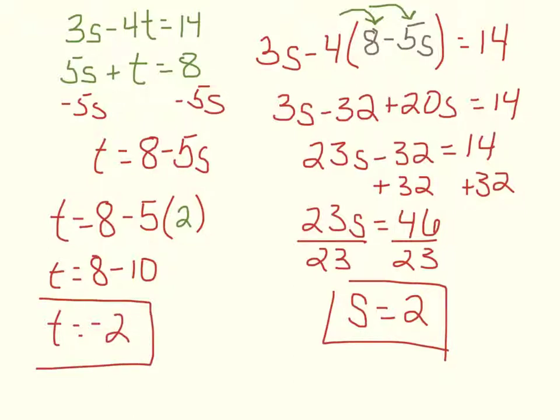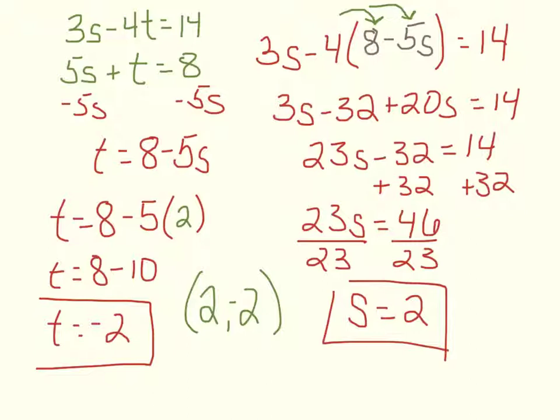Okay? So these are linear equations, and if we graphed both of these, the intersection point would be at (2, negative 2). Okay, so either way is fine to answer. It just kind of depends on what you're talking about.